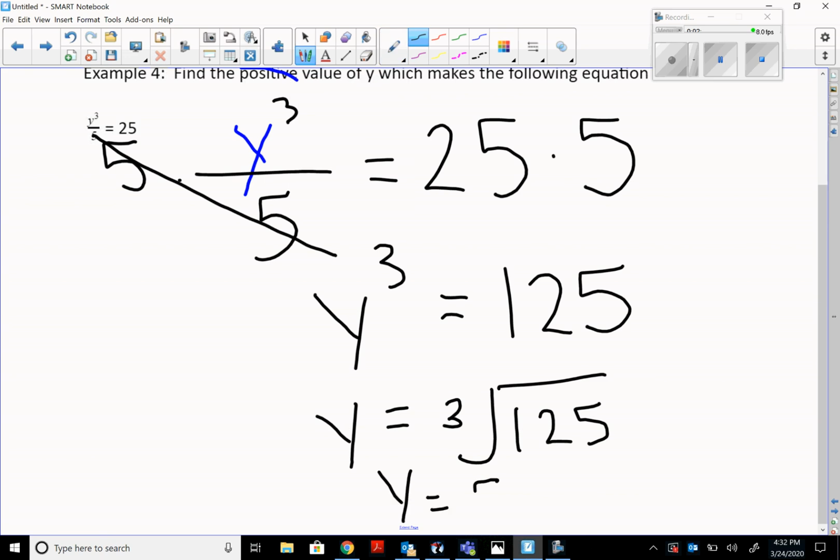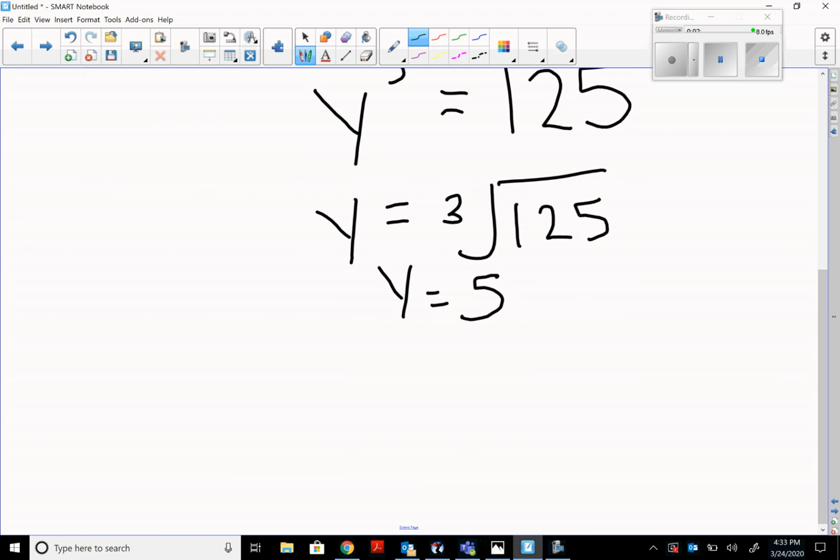And remember with cube roots, technically there is only one correct answer. There's only one integer that when it's raised to the third power will give you a positive 125, and that's a positive 5. So last step is to verify.